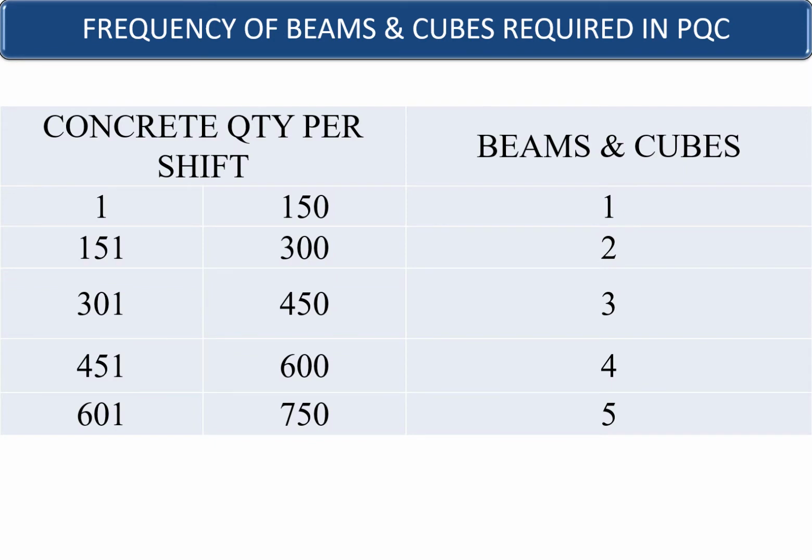Frequencies of beams and cubes required in PQC, that is pavement quality concrete, will be for each 150 cubic meters, one set of beams and cubes is required. And so 151 to 300, two sets required. 301 to 450, you require 3 sets. 451 to 600, you require 4 sets. 601 to 750, you require 5 sets. Similarly, you go on adding for each 150 cubic meters one additional set of beams and cubes to be cast for testing.